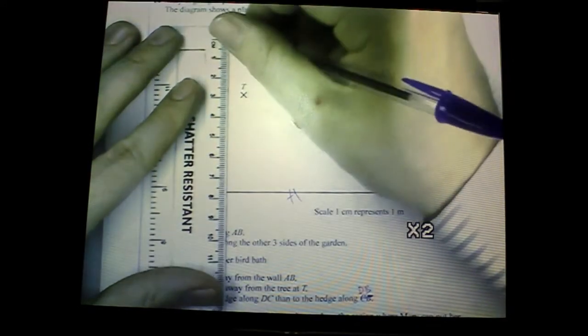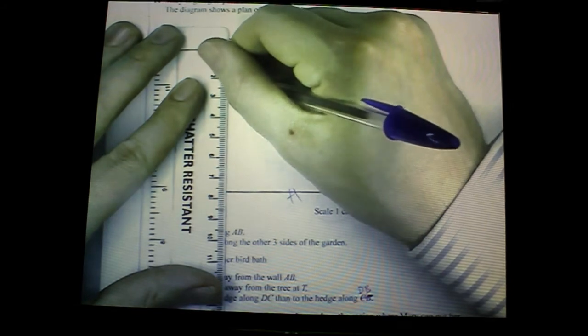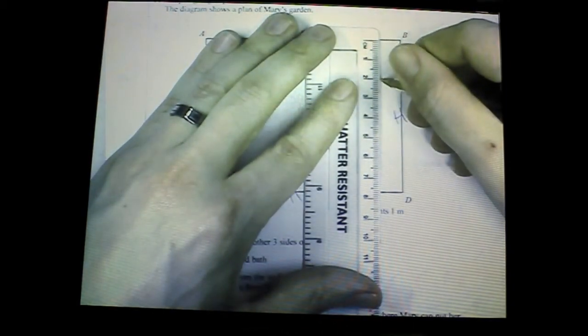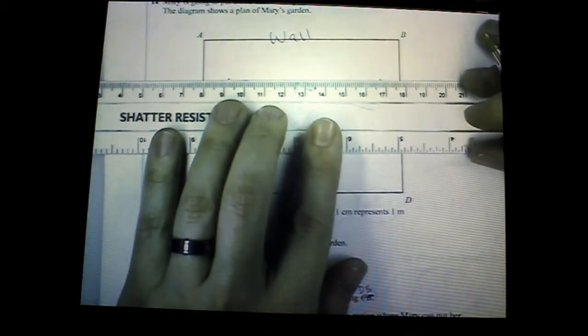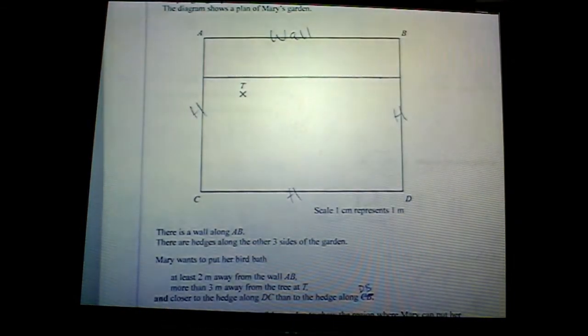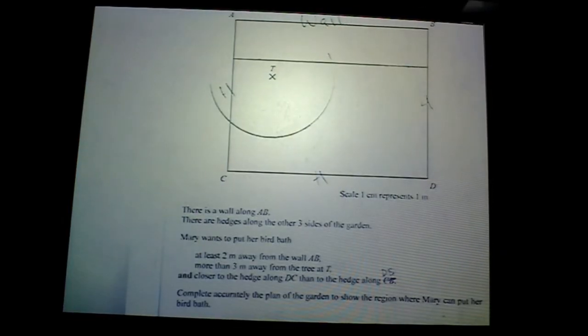Mary wants to put a bird bath somewhere at least 2 metres from wall AB. You've got a scale here, zoom in a little bit more. So 2 metres from AB, so that's going to be 2 centimetres. You should do this in pencil. I'm going to do it in pen to make sure it shows up for you. So you mark those ones off there, and get your ruler, and you can draw that line along there. There you go, there's that one drawn there. So it's at least... Okay, sorry about that, got cut off.